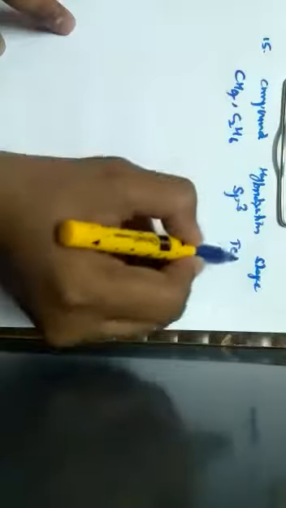So compound, hybridization, as well as shape. When it comes to CH4, which is a hydrocarbon, that is methane, and C2H6, ethane, both have sp3 hybridization and the shape is tetrahedral in nature. This is the first combination that they have given.